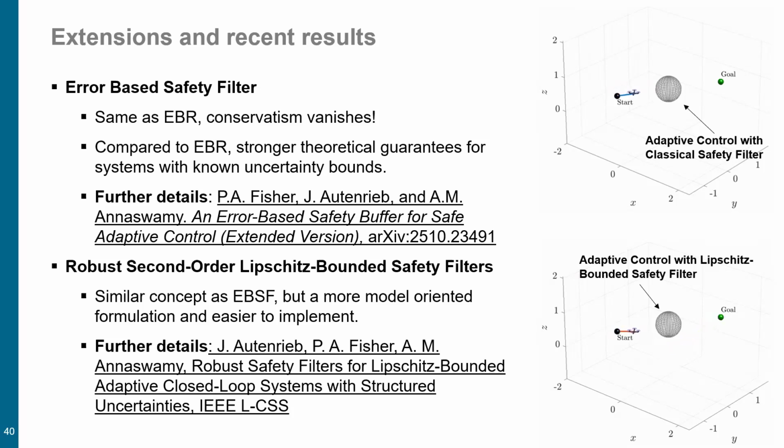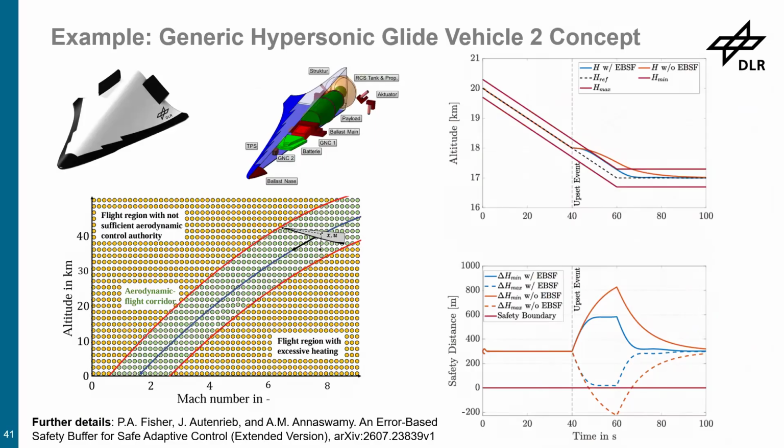The approach Peter worked on was also validated in a hypersonic case. It was just pushed to arXiv. It's a different paper here. I will highlight it afterwards. But the idea is that EBSF helped to keep the hypersonic glide vehicle system safe, in the sense that we have structural and stall load limits.